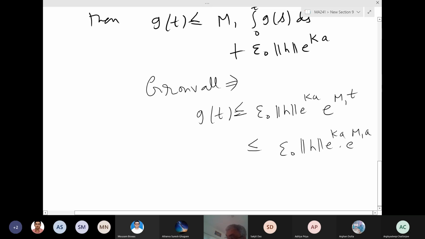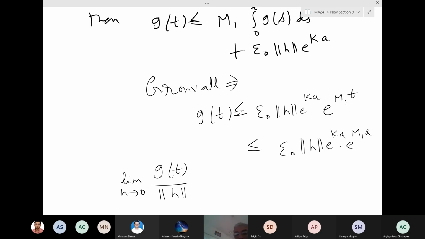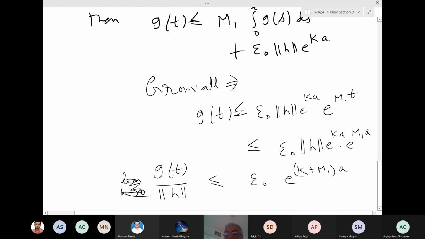So remember that our goal was to somehow show that g of t divided by norm h, in the limit h going to 0, should be 0. But what we have shown is pretty much that, because what we have shown is this is less than or equal to, after I divide by norm h, epsilon naught. This remaining stuff is anyway just a fixed constant. It doesn't depend on h.